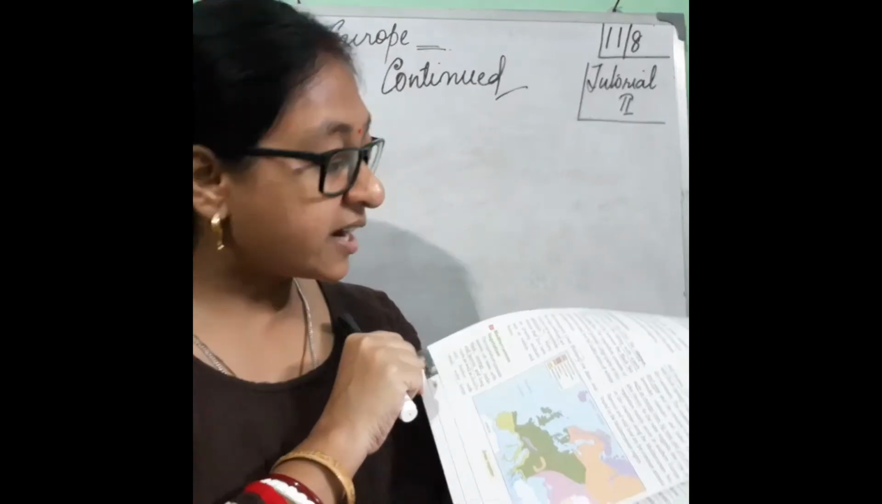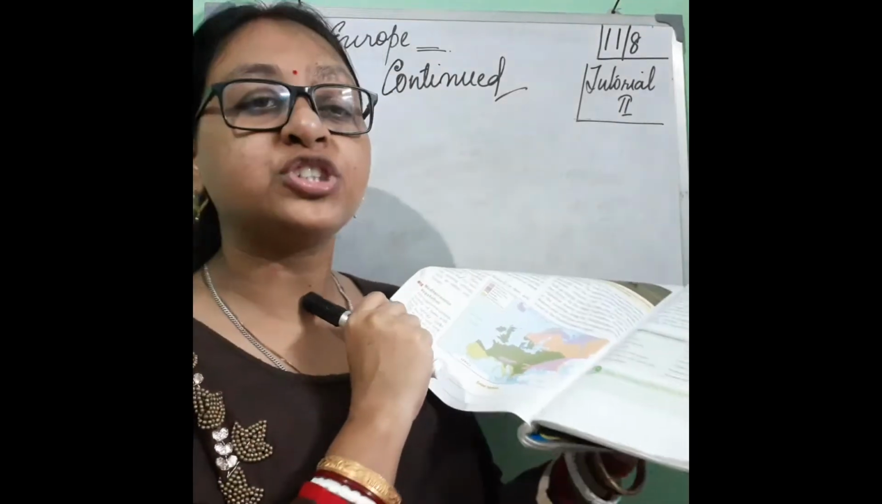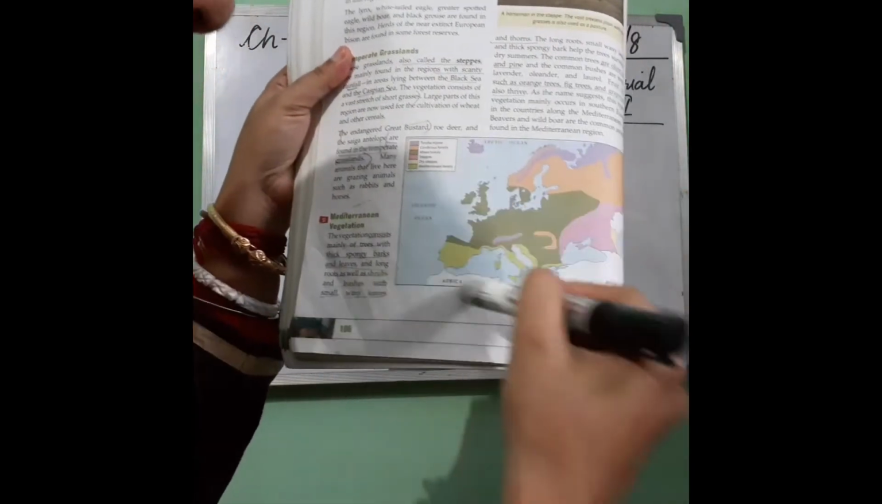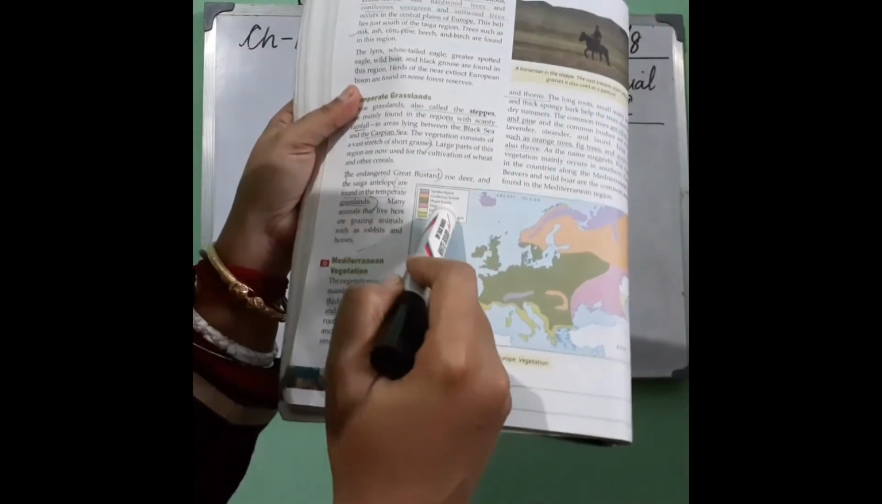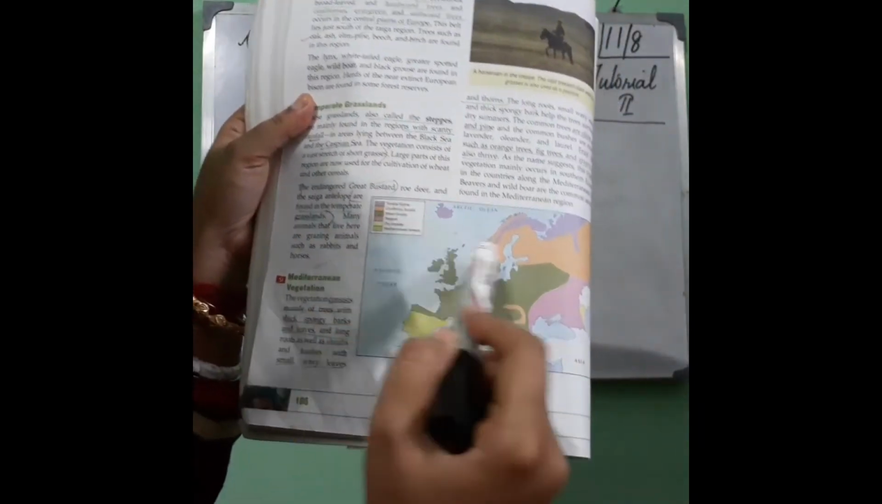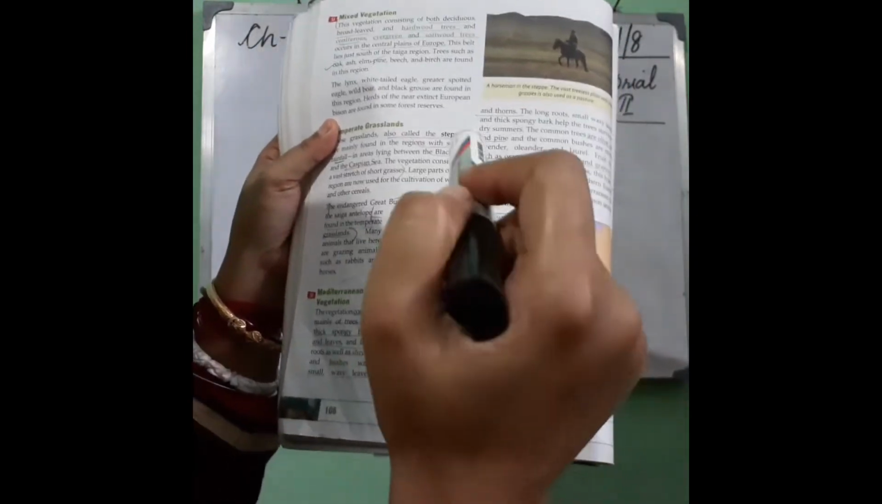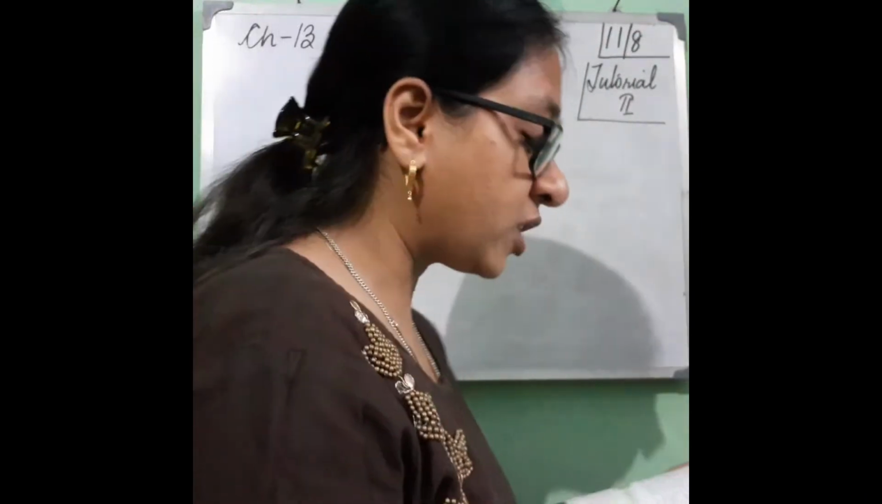Yes, we have a map on page number 106. Again, I will ask you to go through the map while reading about the vegetation and wildlife. It is marked with different colors. The key, the legend, is given here. With the help of the legend, we will be able to understand which area relates to which type of vegetation, like you read on page number 104 about the climatic regions.